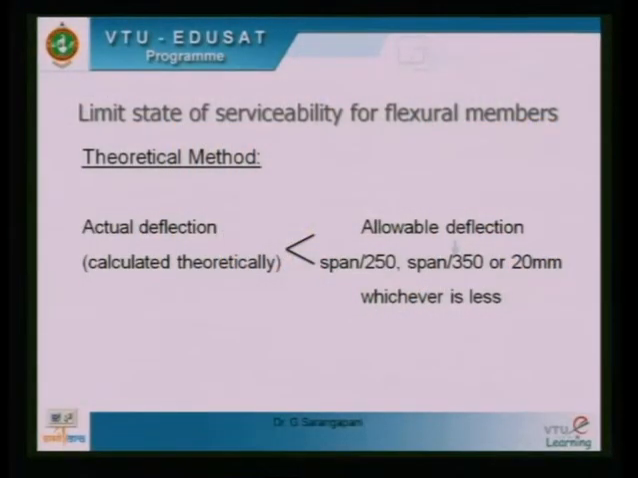Now we shall continue to discuss the limit state of serviceability for flexural members, that is the theoretical method. So today I am going to cover the theoretical method of checking the deflection, and also I am going to discuss the cracking limit state, the limit state of serviceability in cracking, and finally we will be working out some problems on this deflection. So that is the agenda of today's class.